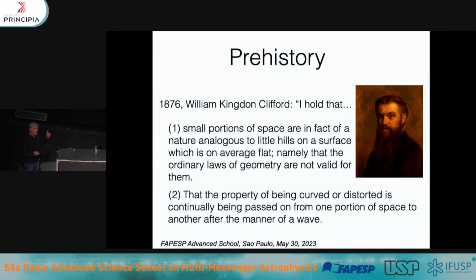By the way, in the 1870s, he was on an expedition to observe a total solar eclipse in Italy, and he survived a shipwreck on the coast of Sicily.